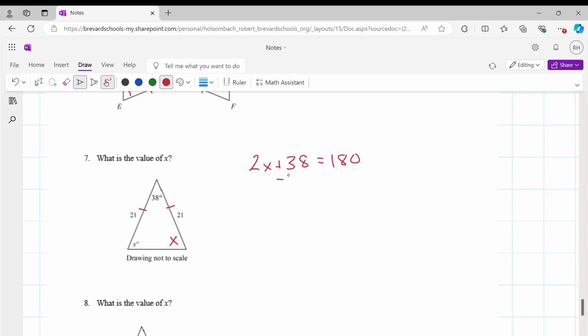So subtract 38 from each side. Two x is equal to 142. And divide both sides by 2. And we get an x equal to 71.